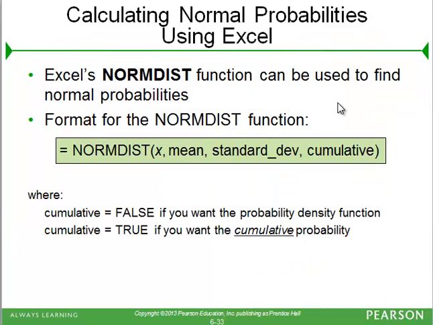You can also use Excel to find out the normal probabilities. So using the function NORMDIST in Excel, you just type in the equal sign. Remember, type in equal first. NORMDIST, then the x, the mean. The x is the given value, right? The mean number, standard deviation, then type in the cumulative. And select TRUE if you want the cumulative probability, or select FALSE if you want the probability density function.